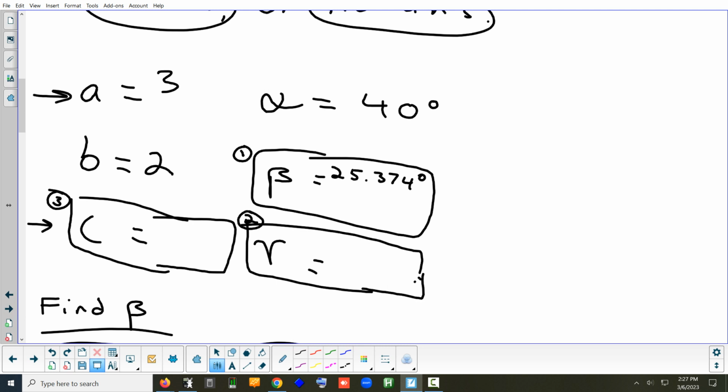So the first thing we have to do is we're not done with this box yet. We have to see if there is a second answer, what would it be? And this is how you find the second answer.